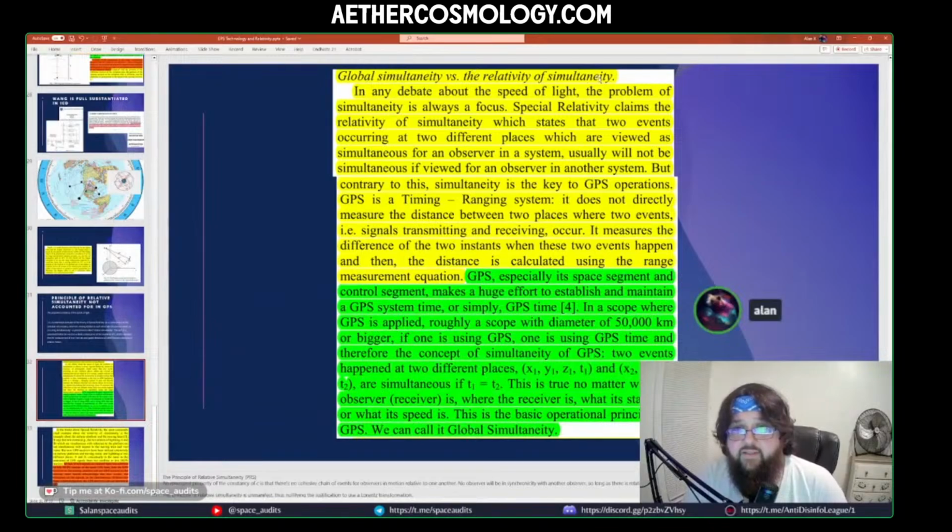Global simultaneity versus relative simultaneity. Oh, what's global simultaneity, you ask? Global simultaneity is a special case of simultaneity that happens locally to the Earth that excludes all relative simultaneity effects, and those effects only occur outside of the Earth reference frame. So if you want your relative simultaneity, you'll have to check another castle. In any debate about the speed of light, the problem of simultaneity is always a focus. Special relativity claims the relativity of simultaneity, which states that two events occurring at two different places, which are viewed as simultaneous for an observer in a system, usually are not simultaneous for an observer in another system. But contrary to this, simultaneity is key to the process of GPS.